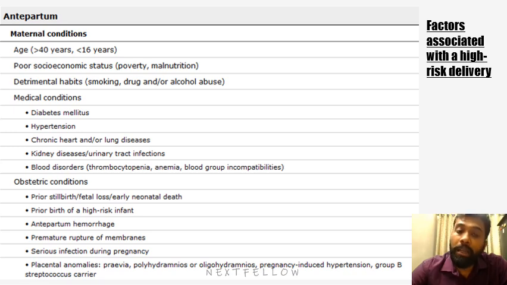and obstetric conditions such as prior stillbirth, prior birth of a high risk baby, bad obstetric history, then antepartum hemorrhage, then premature rupture of membranes, sepsis during pregnancy, and of course placental anomalies such as placenta previa and polyhydramnios, oligohydramnios, and all.